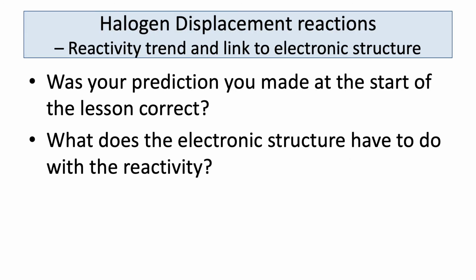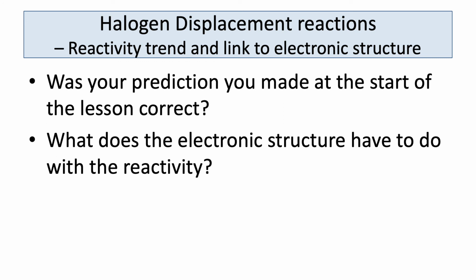Okay, so final slide and last little thing from me is the halogen displacement reactions. What is the trend in reactivity? What's the link to electronic structure? First and foremost, was your prediction correct? At the start of the lesson, you should have said that fluorine was more reactive than chlorine because fluorine is at the top of group 7. So equally, chlorine is more reactive than bromine, and bromine is more reactive than iodine, and so on.